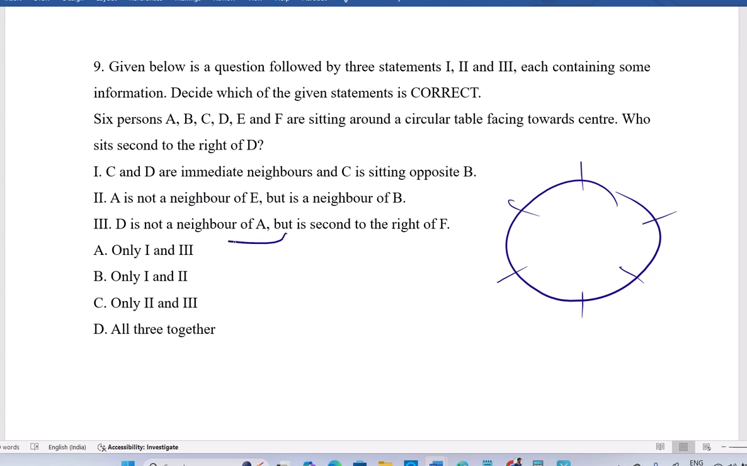It is related to the first candidate, not immediate. Fine, I think with 1 and 3 I have to check. I'll check once. C is sitting opposite to B. 1 and 3 I'm thinking about. D is second to the right of F. C and D are neighbors. D is second to the right of F. D and E are not neighbors. Here it is, the arrangement will complete.